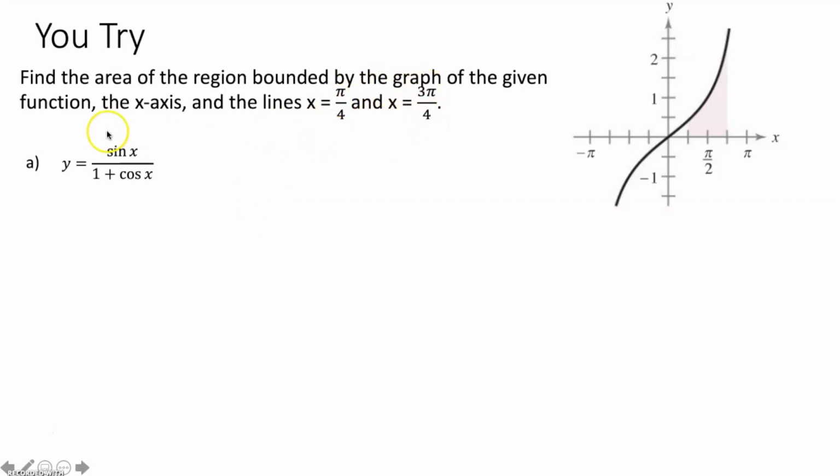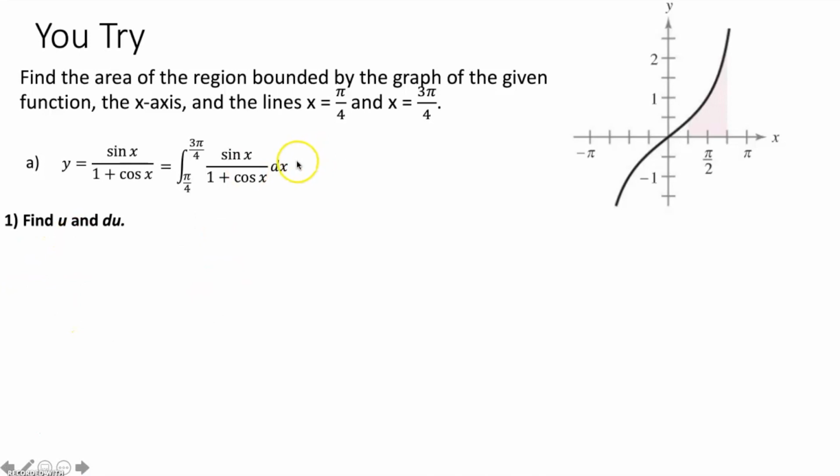And it's going to be the integral of the function sine of x over 1 plus cosine of x. Now all we have to do to find this area is evaluate this definite integral. So how do we evaluate this type of function? Well, we have a rational function where we have a function in our numerator and denominator. Anytime that happens, you want to try to use u substitution in order to evaluate this.